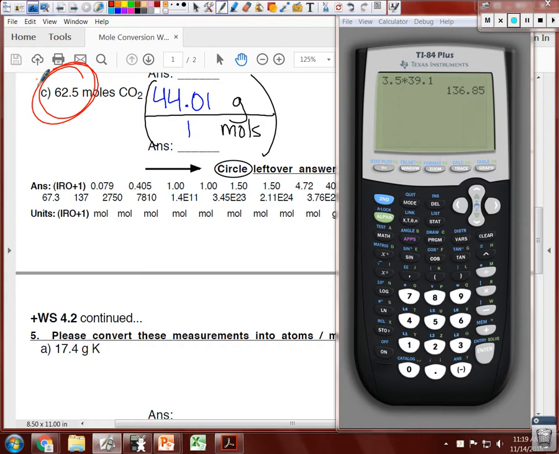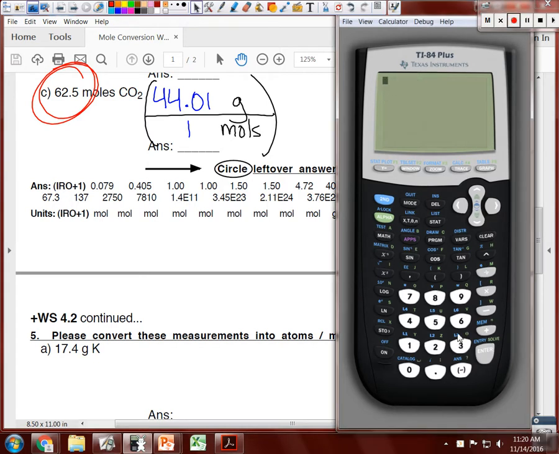So logically, this should make sense. Okay? Logically, it should make sense. So let's plug this in and see what we get. So we've got 62.5 times 44.01, and there's your answer. Okay? Now here's the deal. We still only need 3 significant figures. So, this is where I've noticed students kind of mess this part up. You get the right answer in the calculator, but you get it wrong on the test.